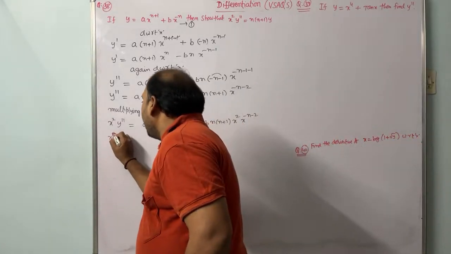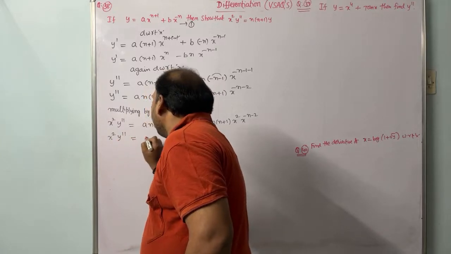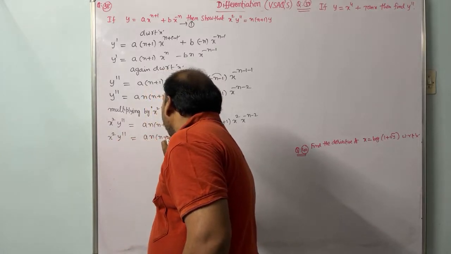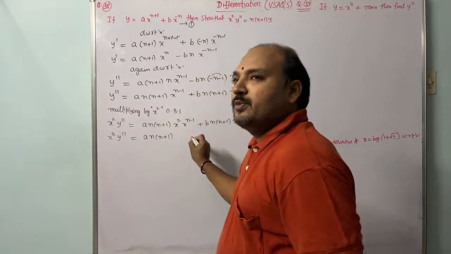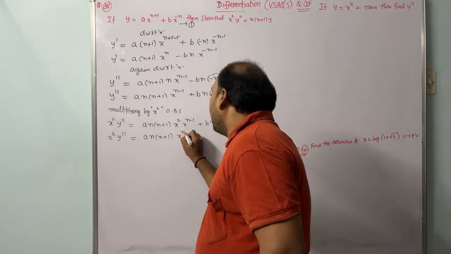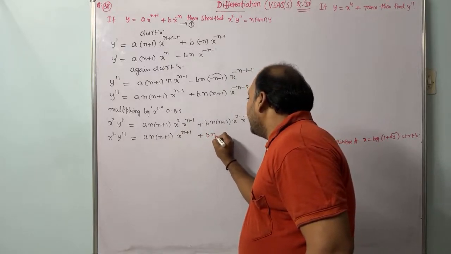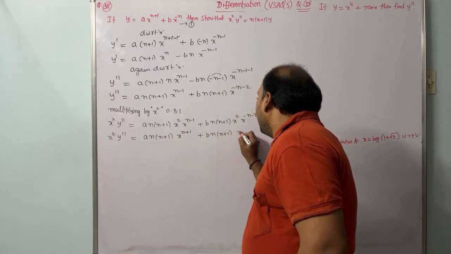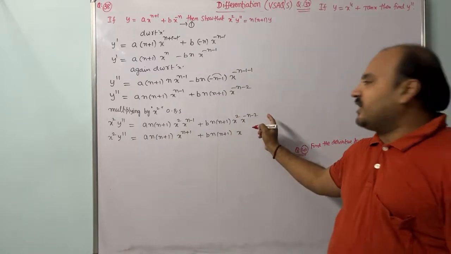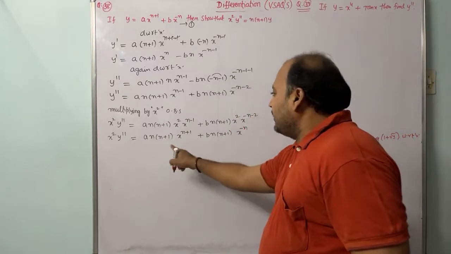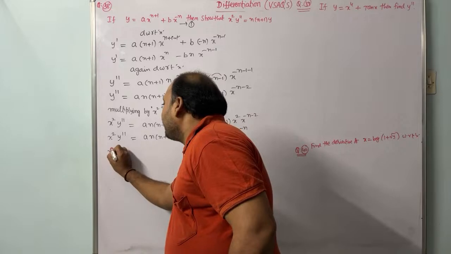So x square into y double dash equals a into n plus 1 into, the bases are equal so the powers are added, x power n plus 1 (plus 2 minus 1 is plus 1), plus b into n plus 1 into x power minus n (plus 2 minus 2 get cancelled, only minus n). In these two, what will we take common?